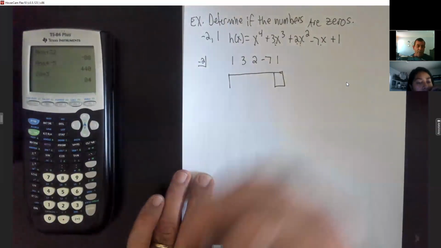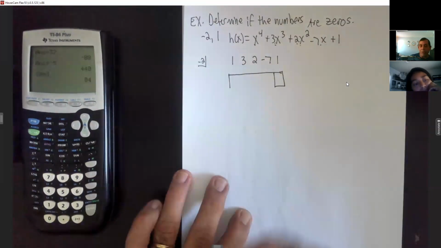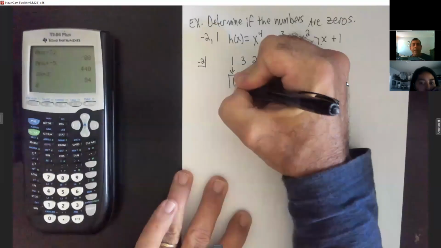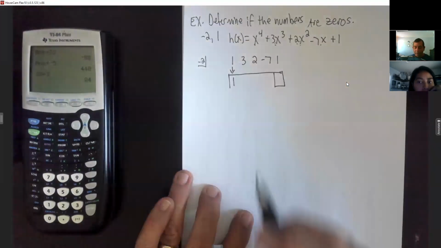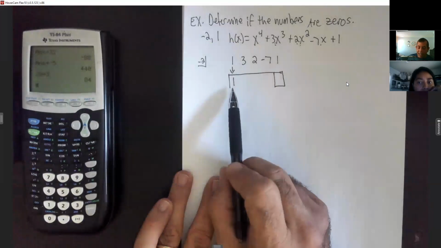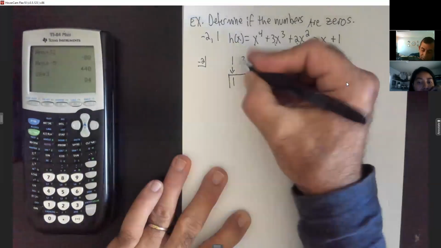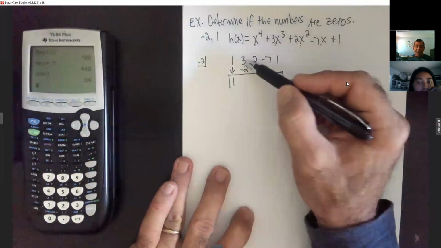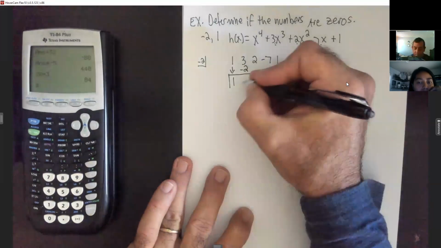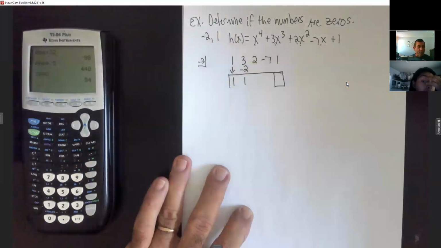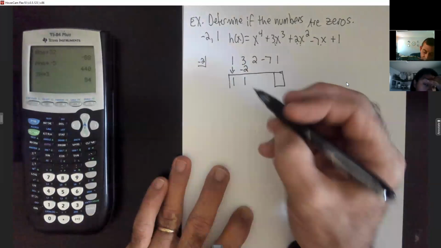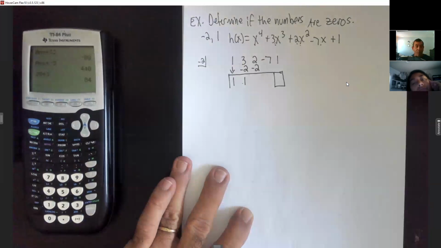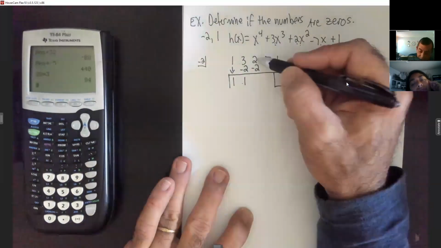All right, y'all, so I'm going to do the same thing. I'm going to bring that 1 straight down. Then I'm going to multiply 1 times -2 to get a -2. I'm going to add the 3 and -2 to get a 1. All right, then I'm going to repeat the process. 1 times -2 is -2. I'm going to add the 2 and -2 to get a 0.